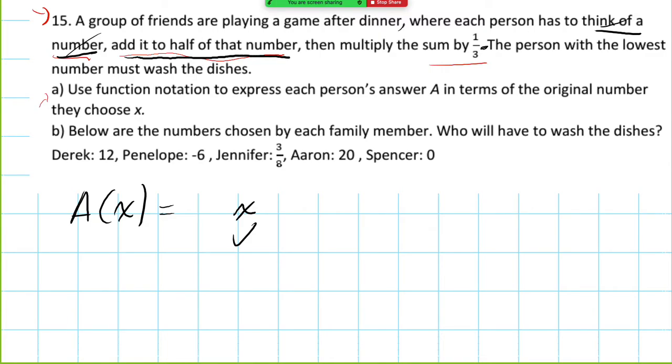Add it to half of that number. So we're going to add it to half of X. Well, we don't know what X is, but we do know how to get half of X. We would just say X divided by 2. So we've done step number 2 there. Add it to half of that number.